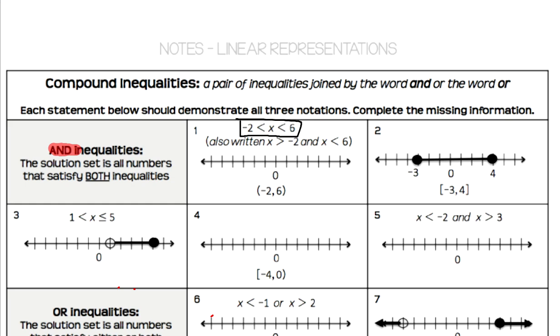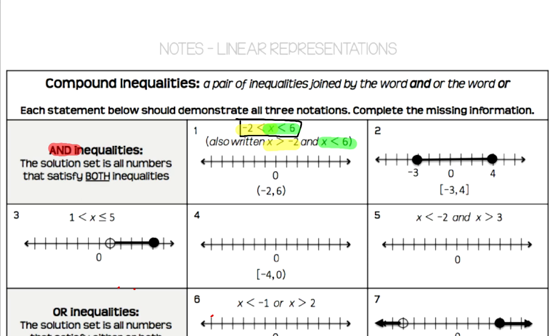So if we separate that out into two separate inequalities, right here we have x is greater than -2, flipping that around so that we have the x on the left side. And then if we look at the second half, we have x is less than 6. So we are going to graph that here.